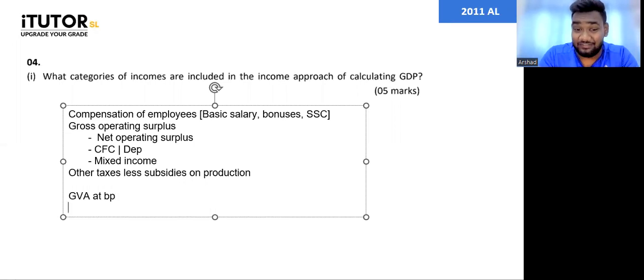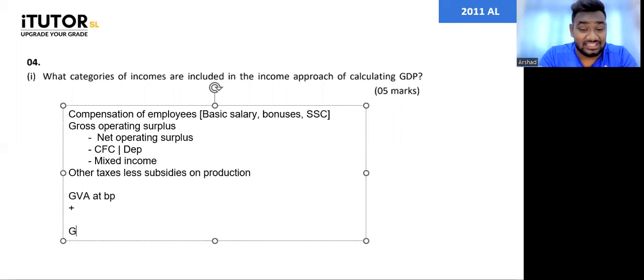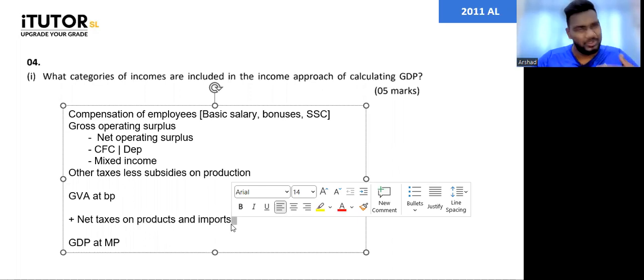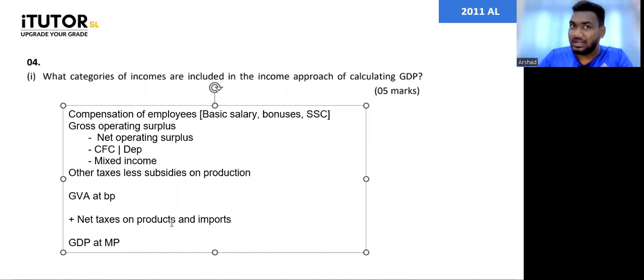To this, if you add what, do you get GDP at market price? What do you need to add to get GDP at market price? If I add net taxes on products and imports. So usually imports are not there, so we usually say net taxes on products. But in case they have given net taxes on imports, remember, you need to add that as well. But usually in questions, taxes on imports are not there. That is why we just simply add net taxes on products. Okay. So these are the components of the income approach.